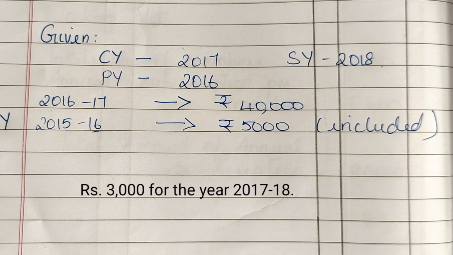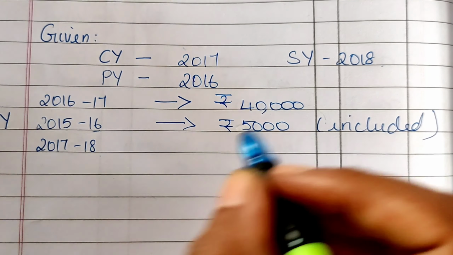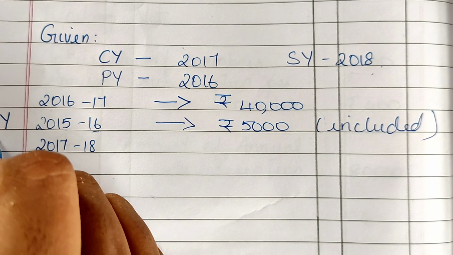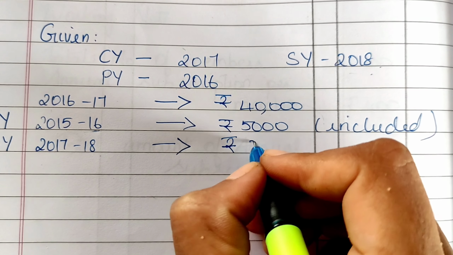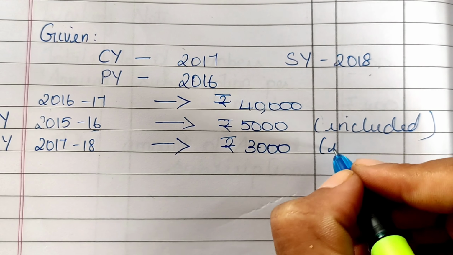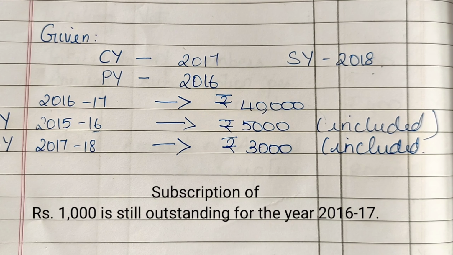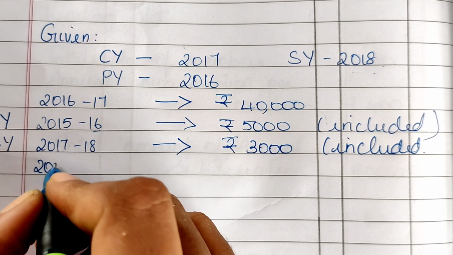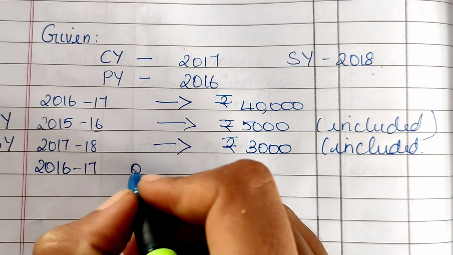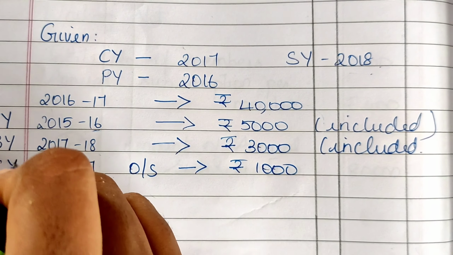Next they have said 3,000 for the year 2017-18. So 2018 is the subsequent year, and 3,000 rupees for the subsequent year is also included in the 40,000. Then they said a subscription of 1,000 is still outstanding for the year 2016-17. So for 2016-17, outstanding is rupees 1,000. This is for the current year.